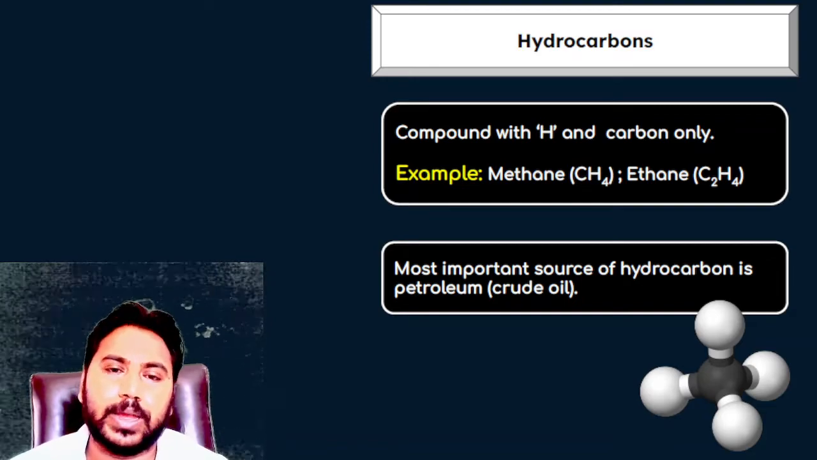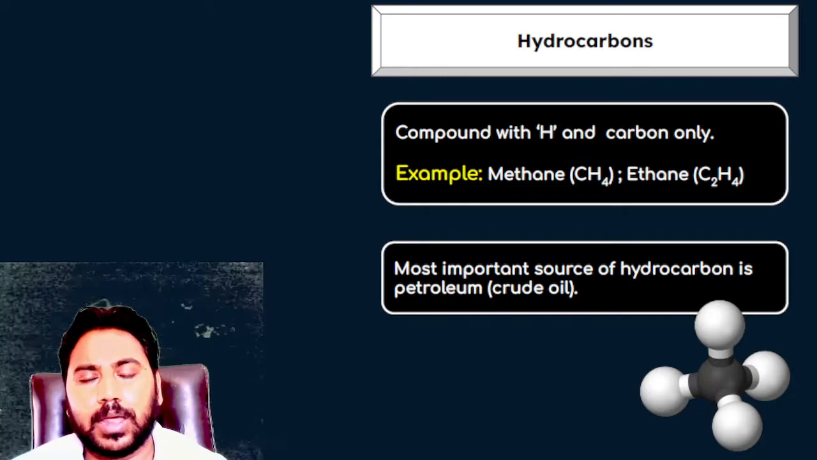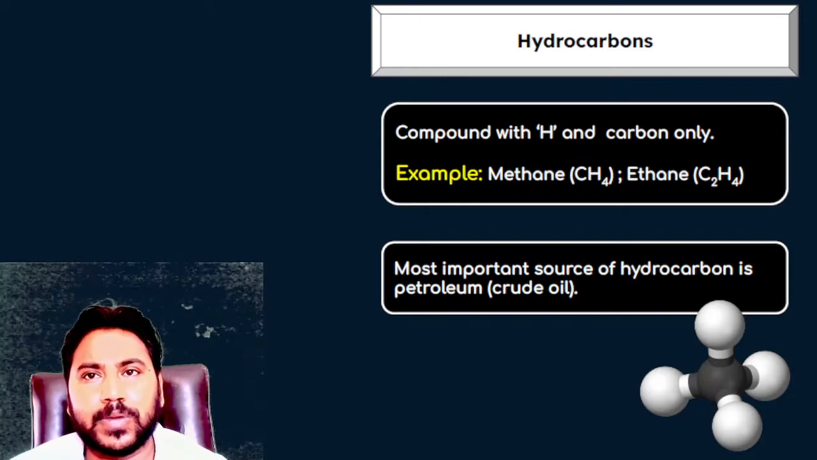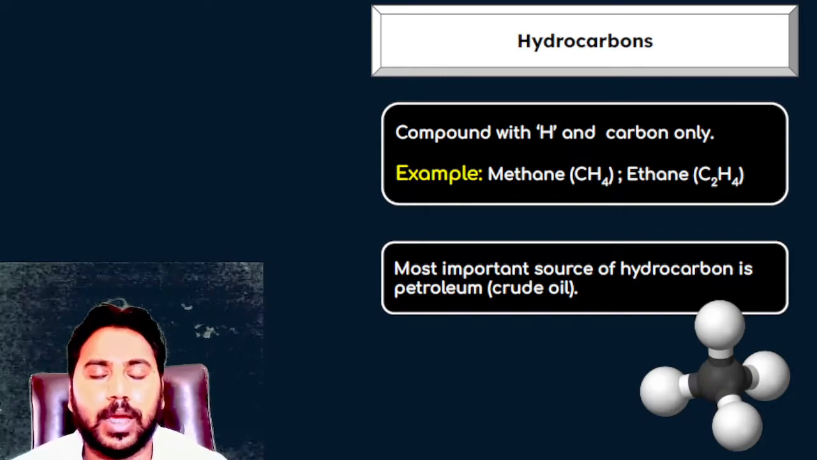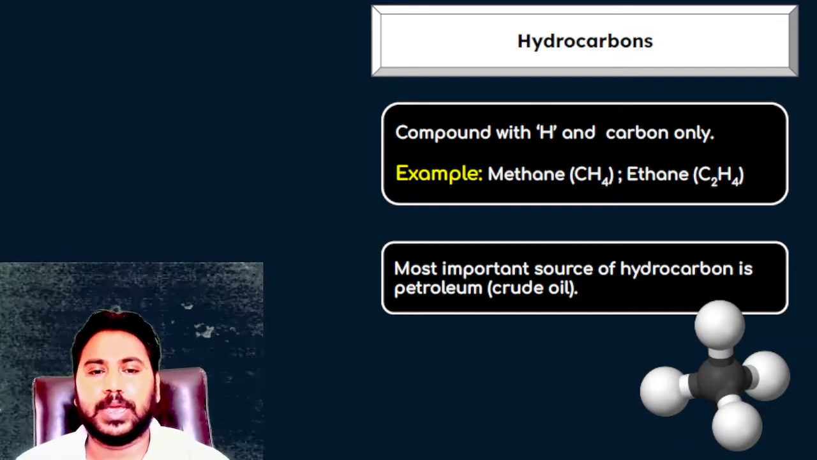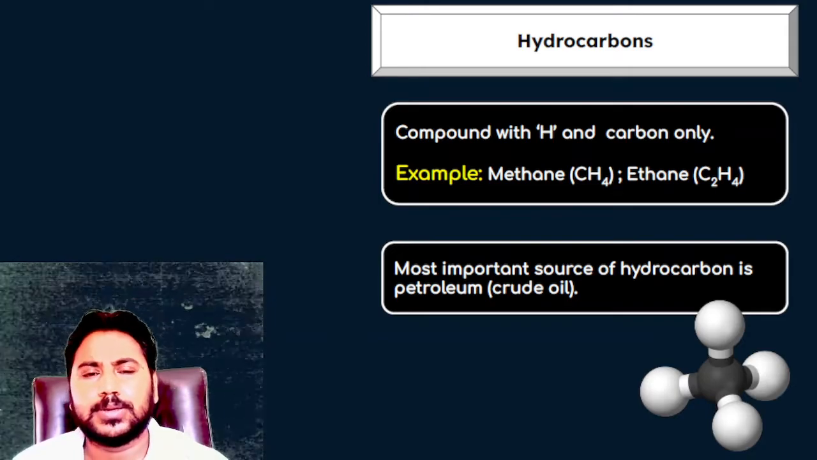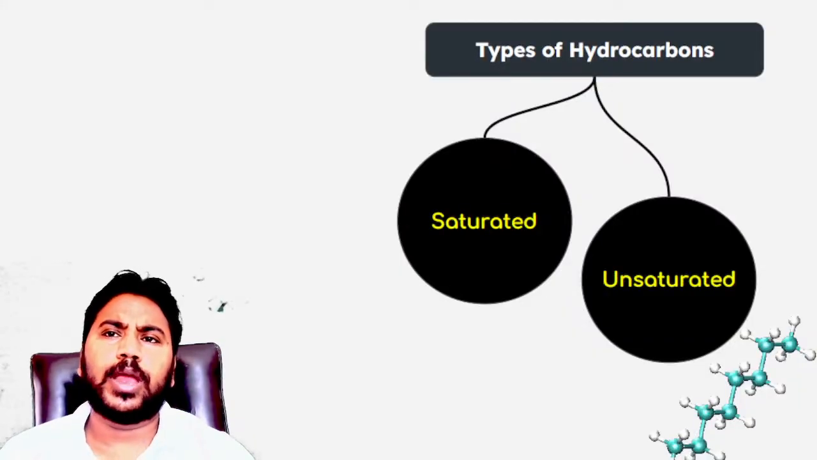So, if we define hydrocarbon, then we will say that hydrocarbons are those substances which are having carbon and hydrogen only. For example, methane, ethane, propane, butane, hexane, heptane, etc. Let us talk about types of hydrocarbon.